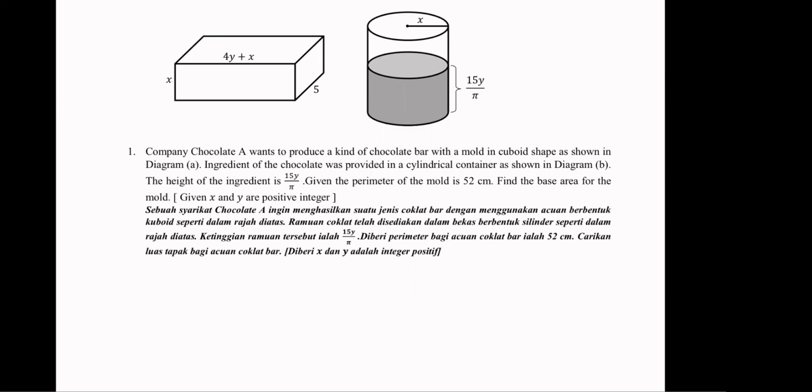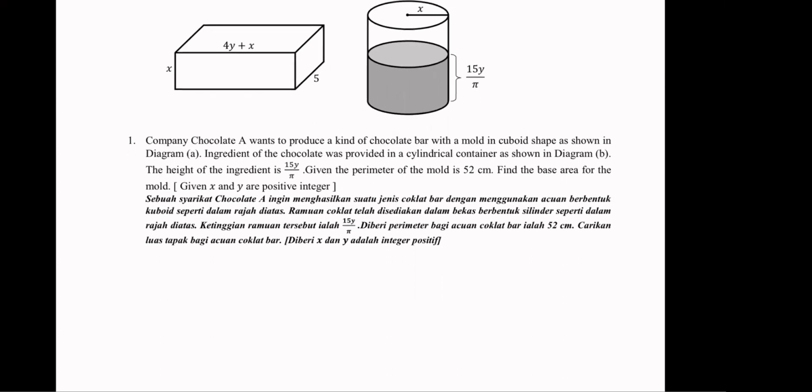Okay, come. So first thing, the perimeter of the mold here is 52. So X, you have 4, so 4X. Because here X, here X, here X, and the back is also X, right? You have 4X. Okay, I draw here easy for you.